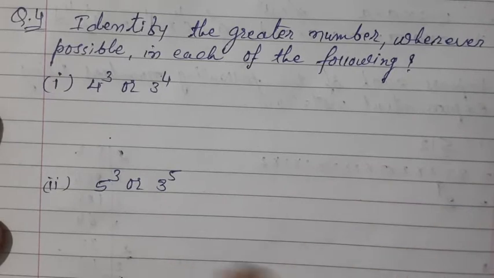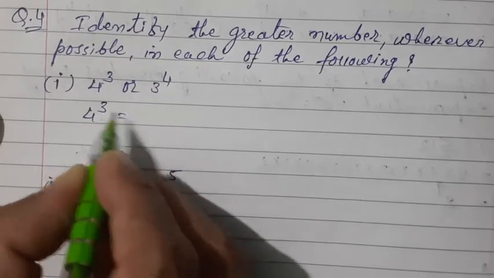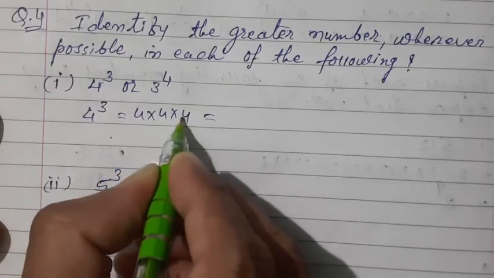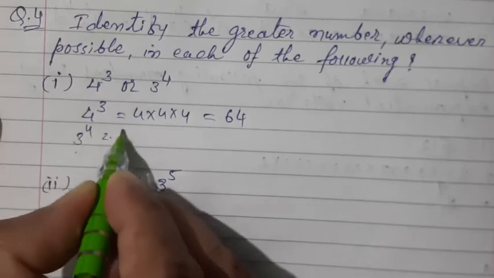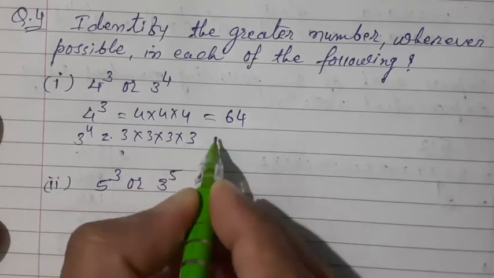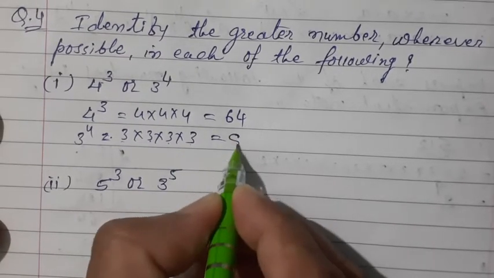If possible with multiplication. Otherwise you just guess that one. Look, 4^3 and 3^4. 4^3 means 4 into 4 into 4. 4 times 4 is 16, 16 times 4 is 64. And 3^4 means 3 into 3 into 3 into 3, 4 times. That is 3 times 3 is 9, 9 times 3 is 27, 27 times 3 is 81.